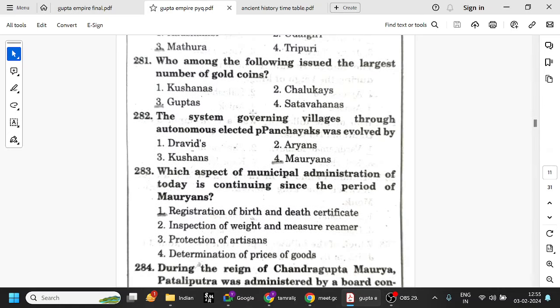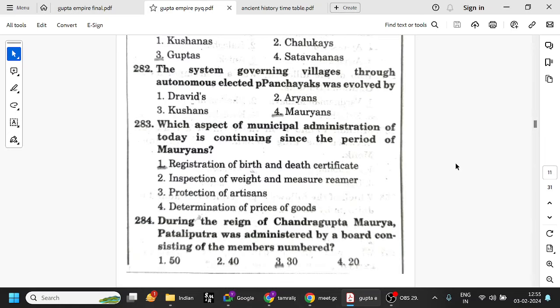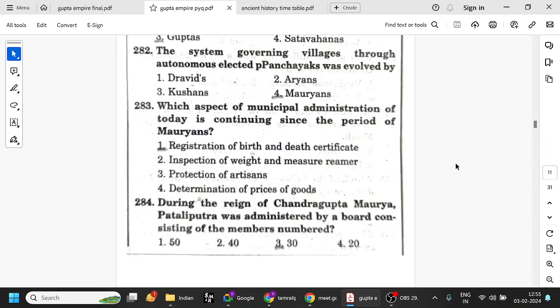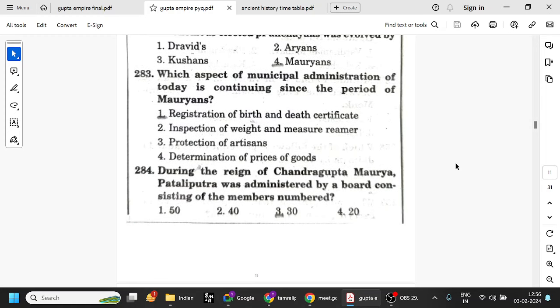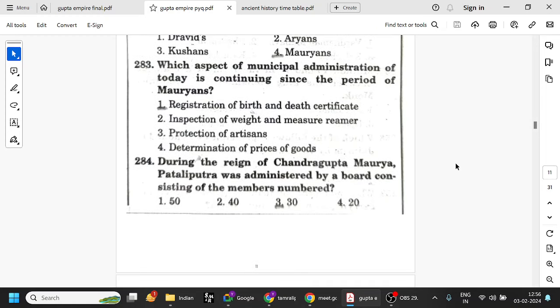And the system of governing villages through autonomous elected panchayats was evolved through the Mauryas. So Mauryan administration is one of the beginnings we have seen. It's the first empire to settle down after the Magadha expansion and everything. So they started governing villages, and we have seen villages, gramikas, etc. And in the Guptas we have seen bhuktis, provinces, vishayas, okay, all those things. Try to remember everything. Which aspect of municipal administration of today is continuing since the period of Maurya? Okay, registration of birth and death.